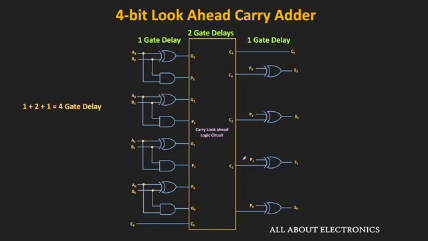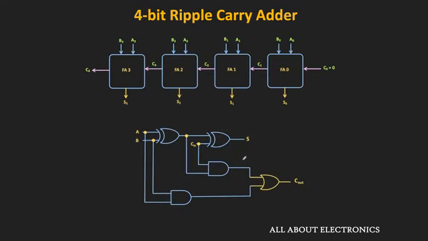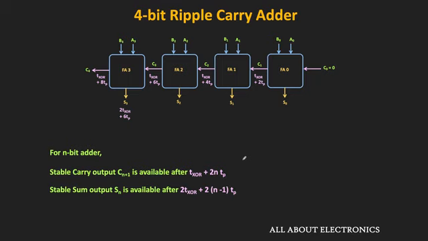And now, let us compare it with the 4-bit ripple carry adder. And here, we are assuming that this is the circuit of each full adder. So in the previous video of the ripple carry adder, we have seen that for the n-bit ripple carry adder, the final carry output is available after T XOR plus 2n times TP time, while the final sum output is available after this time, where T XOR is the propagation delay of the XOR gate, while TP is the propagation delay of the AND gate and the OR gate.